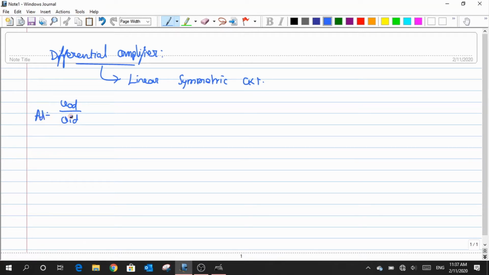For this differential gain, the result that we got was minus GM of the input device into RD, and if you want, you can put R0 in parallel with it. We also evaluated the common mode output for the common mode input, VOCM divided by VICM. This is our common mode gain, which could be defined as minus RD, assuming lambda is equal to 0.